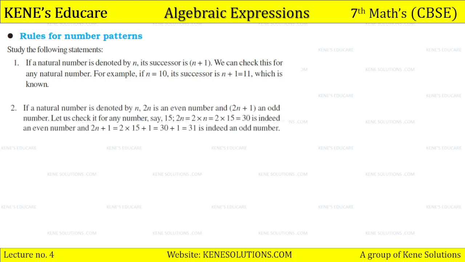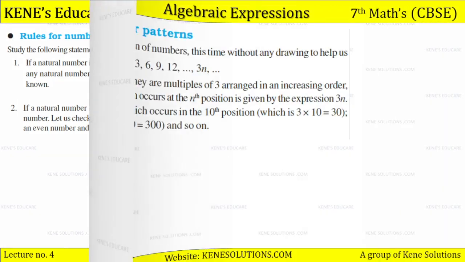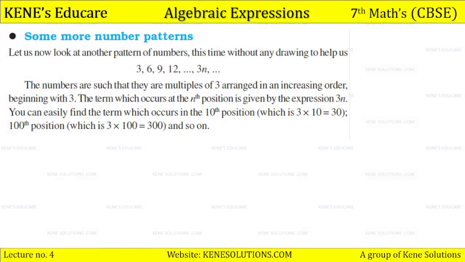If the natural number is denoted by n, 2n is the even number and 2n plus 1 is the odd number. Let us check for any number, say 15. 2n is equal to 2 multiplied by n, matlab 2 multiplied by 15 means we get 30, which is indeed an even number. So 2n plus 1, 2 multiplied by 15 we get 30 plus 1, we get 31, which is indeed an odd number. So some more patterns, number patterns.